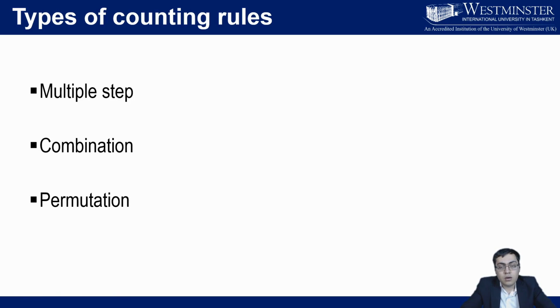When we are trying to count the number of ways that a particular event can occur, sometimes it's going to get a bit unwieldy, so it's very helpful to be aware of some of the techniques that can speed up our calculations. The 3 types that we're going to be discussing this week are the multiple step, then combination, and then permutation.